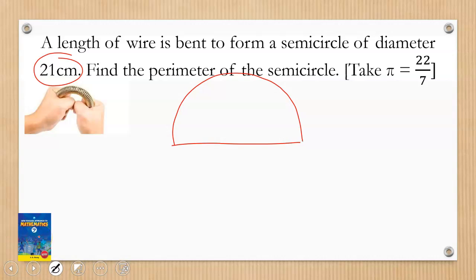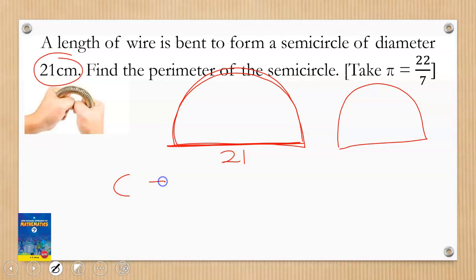Now we know that the question gave us the diameter to be 21 here. So we need to know the whole length of the curve here plus the diameter, so we can know the perimeter. Perimeter simply means the distance around it. So the wire was bent in such a way that it formed a semicircle with the diameter alongside it. That is what the question is asking us to do.